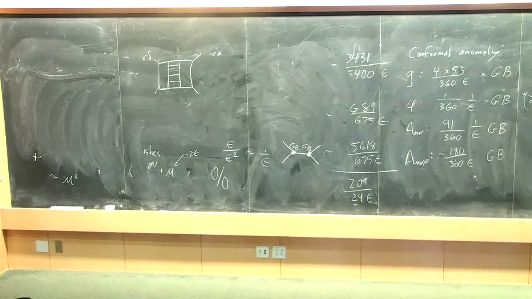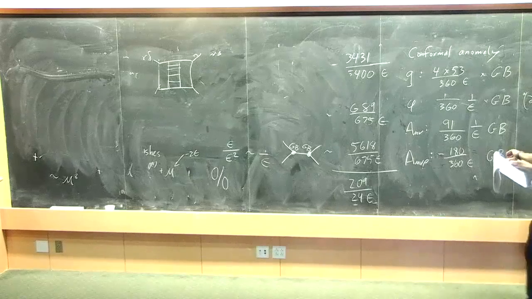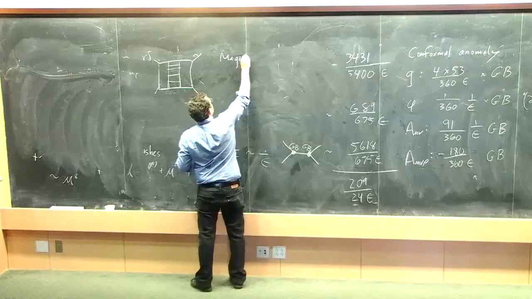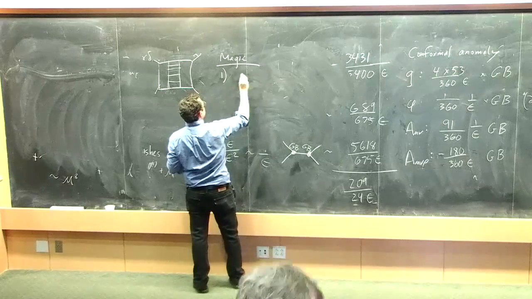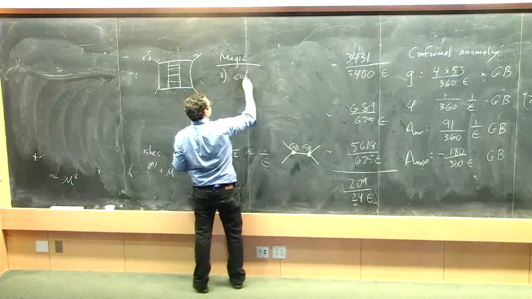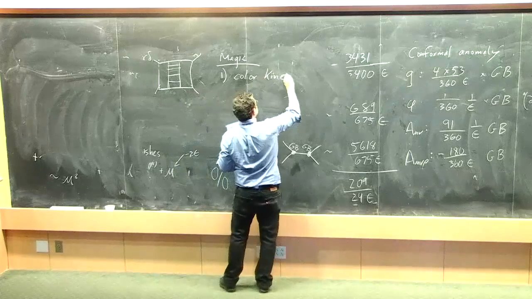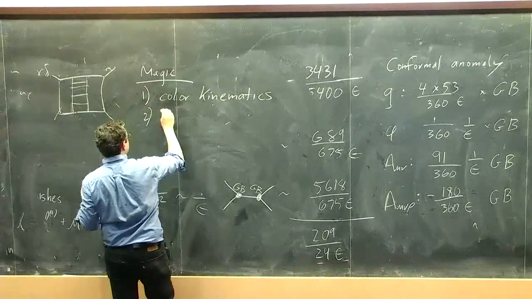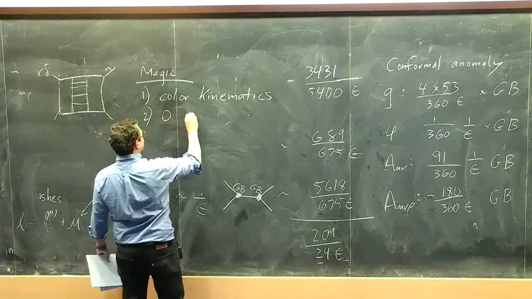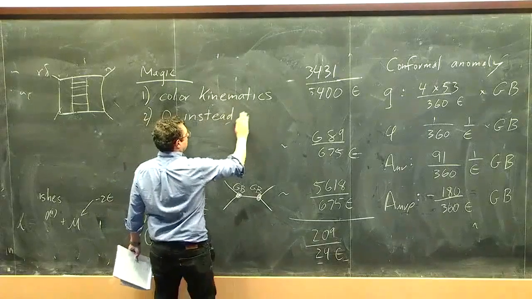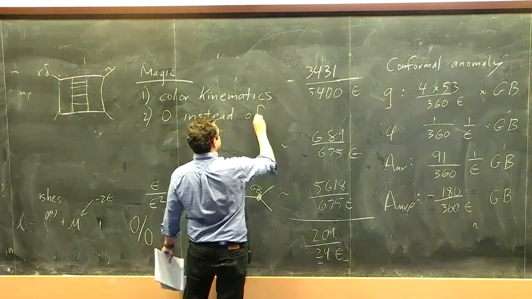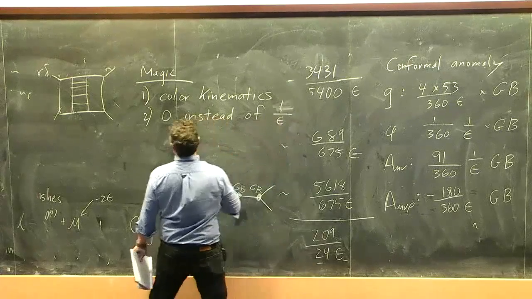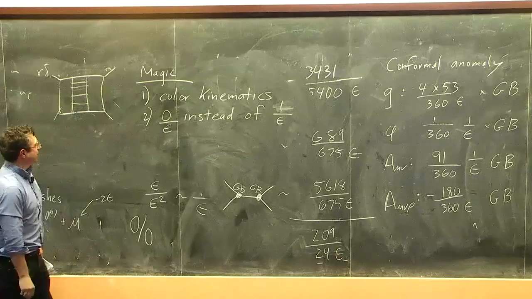So anyway, we went through a couple of examples on magic. Let me just review, so then we'll be done. So there's color-kinematics duality. Infinities, or zero instead of infinity. There's various examples I explained. Or maybe, I don't know how to write it, 0 over epsilon instead of 1 over epsilon.